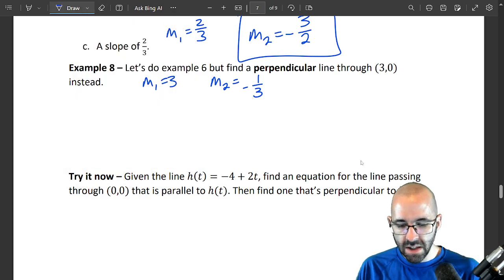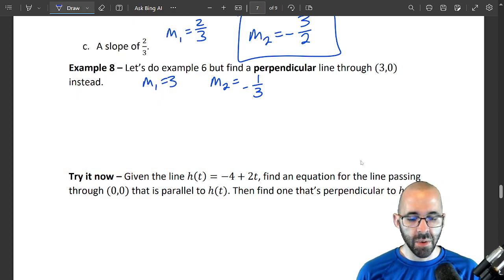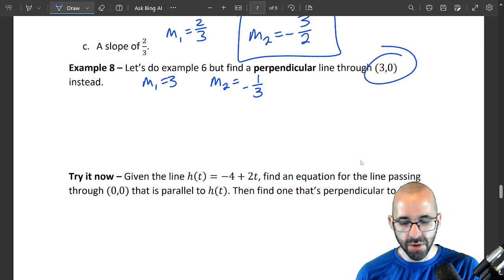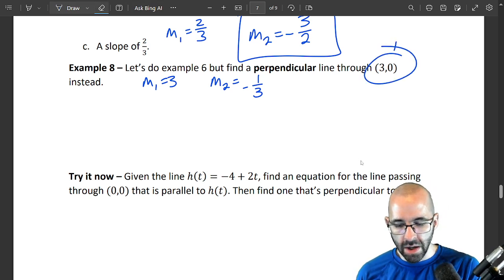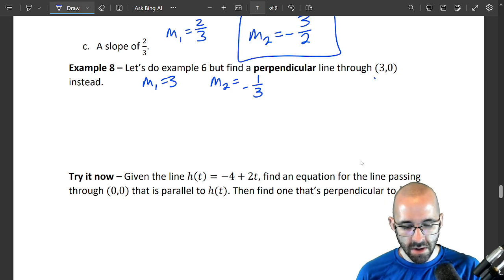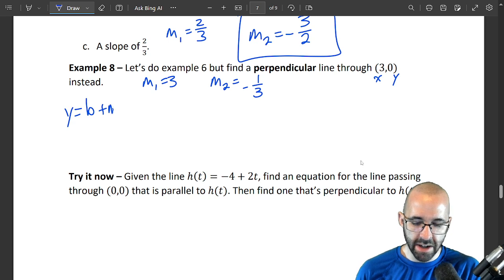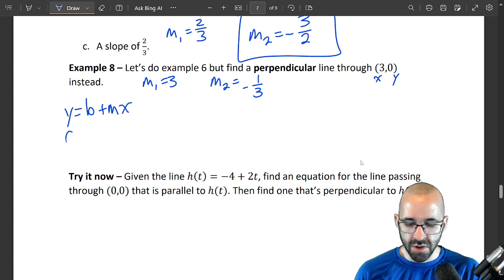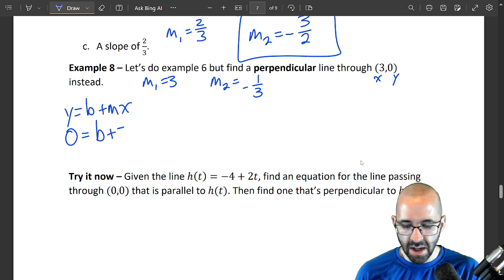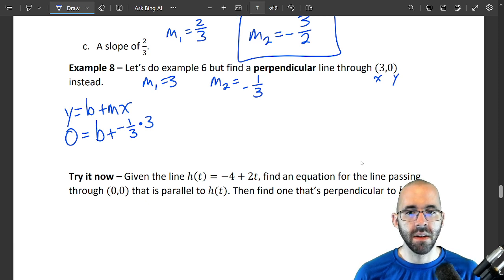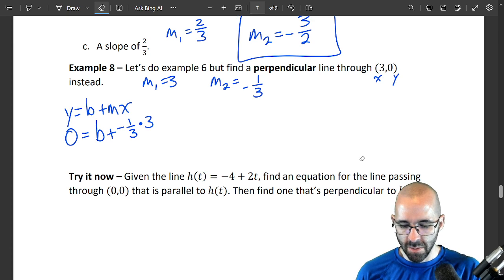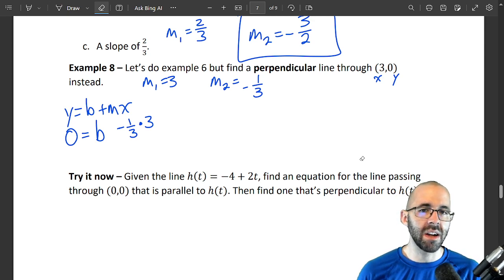Anyway, so now we need a line with a slope of -1/3 that goes through this point. Well, our x value is going to be 3. Our y value is going to be 0. We know it's going to look like y equals b plus mx. So when is the y value 0? And m, we said, was -1/3, and our x value is 3. You can write it like this, plus a -1/3, but it usually looks a little weird, so I'm just going to write -1/3.